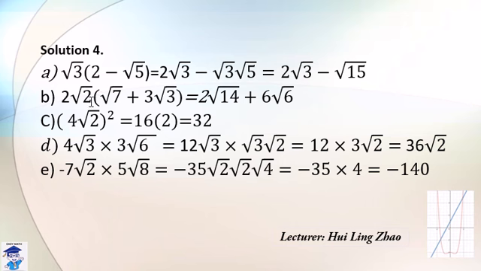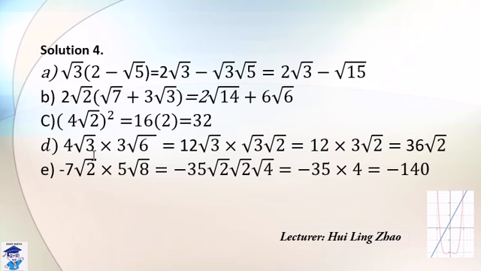So 2 times square root of 2 times square root of 7. So we can get the 2 times square root of 14. And the second term is 2 times 3 is 6, and the 2 times 3, which is 6, in the square root. So for number B, the answer is 2 times square root of 14 plus 6 times square root of 6. Number C, the 4 square is 16, and the square root of 2 square is 2. So the final answer is 32.